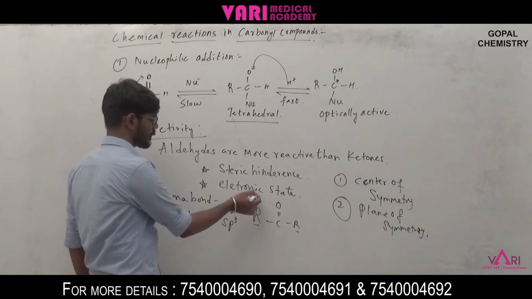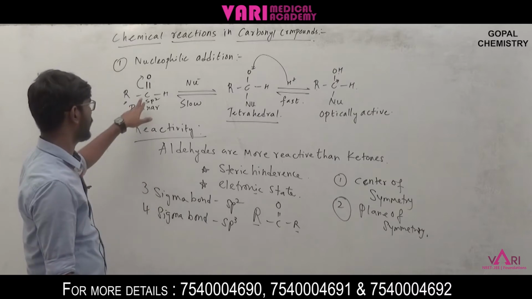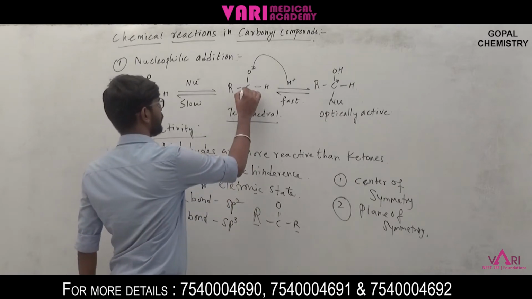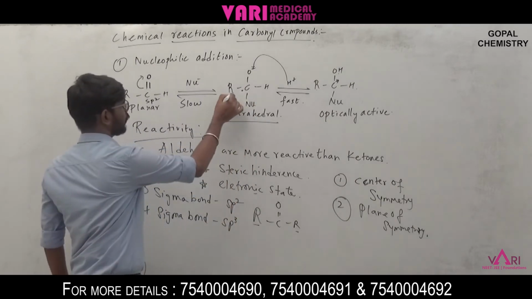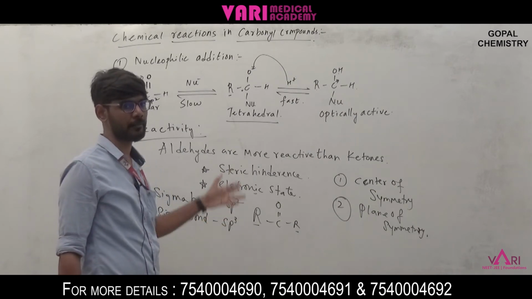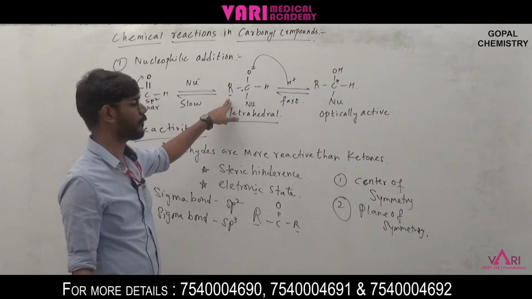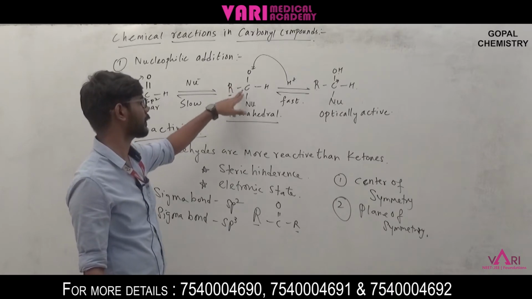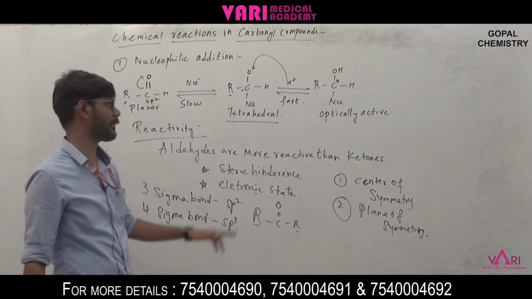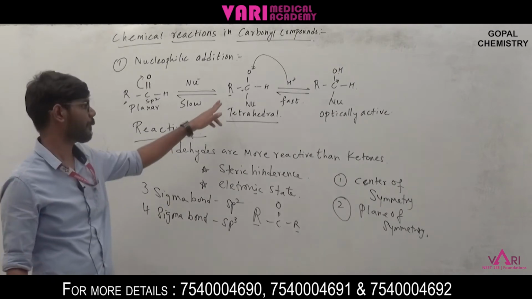So the next one is the electronic state. See, the carbon is changed to a carbocation, right? Here the carbon has to change to a carbocation, then the nucleophile will be added, right? So the alkyl groups are nothing but plus I groups, as I taught in many classes. If you have any doubts, please refer to those videos. So the alkyl groups are plus I groups, so they donate electrons to this carbocation, and the stability of the carbocation will be maximized by the donation of electrons from these plus I groups.